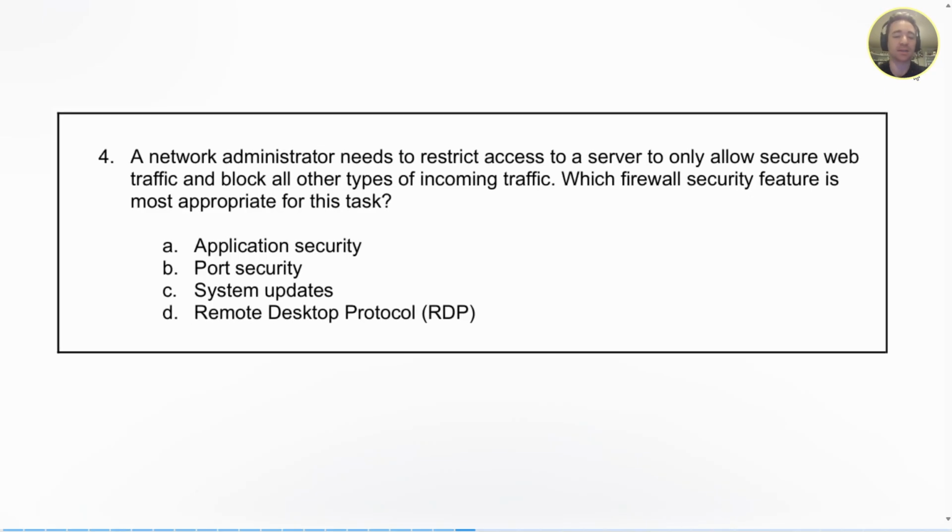Now, question 4. This question reads, a network administrator needs to restrict access to a server to only allow secure web traffic and block all other types of incoming traffic. Which firewall security feature is most appropriate for this task? Is it A, application security, B, port security, C, system updates, or D, remote desktop protocol, or RDP? We did talk about this one in this video. Hopefully we remember. Your answer coming in 3, 2, 1.